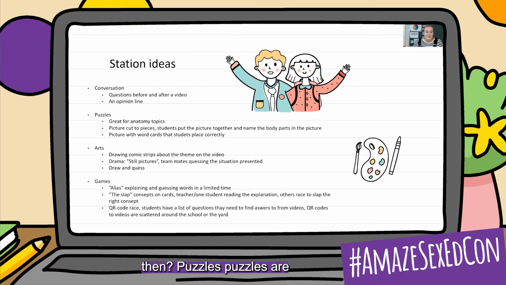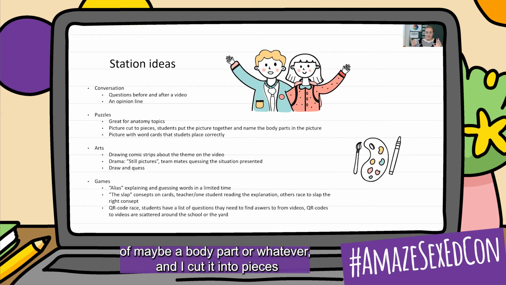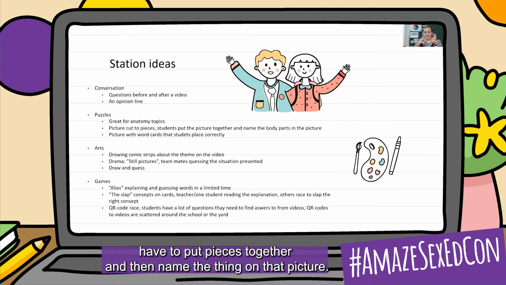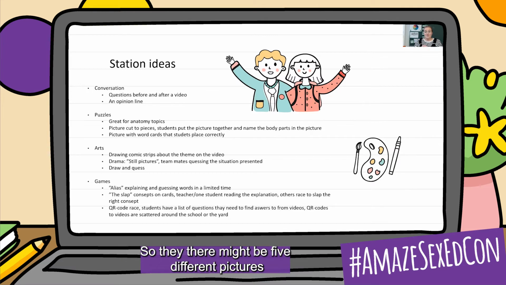Then puzzles. Puzzles are great especially for anatomy topics. I do puzzles so that I have a picture of maybe a body part or whatever, and I cut it into pieces. And then the students have to put the pieces together and then name the thing on that picture. So there might be 5 different pictures that they put together, and then they name the things.